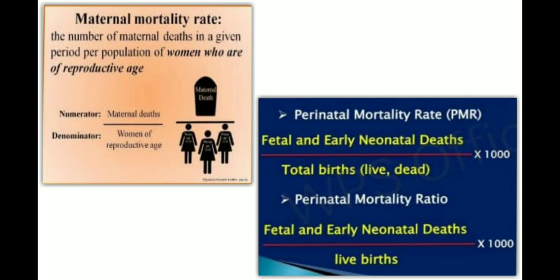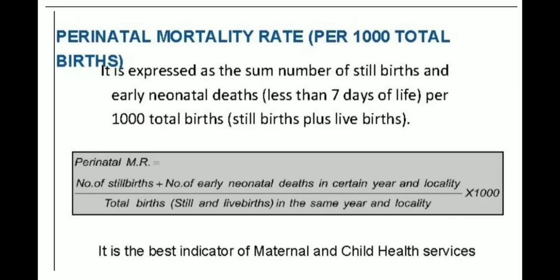Perinatal mortality rate is equal to fetal and early neonatal deaths divided by total births multiplied by 1000. And perinatal mortality ratio is fetal and early neonatal deaths divided by live births multiplied by 1000. Perinatal mortality rate per 1000 total births is expressed as the number of stillbirths and early neonatal deaths less than 7 days of life per 1000 total births, stillbirths plus live births.